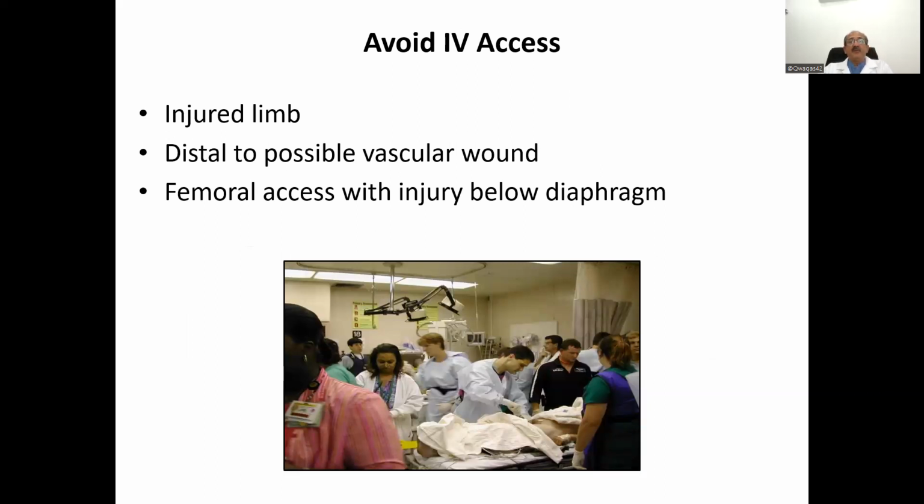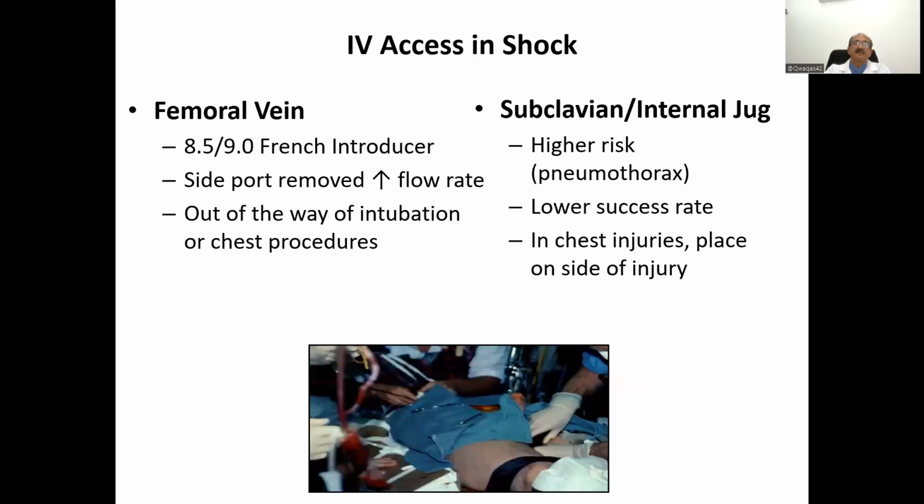Simultaneously, we have to avoid IV access in the injured limb and distal to possible vascular wounds, and femoral access with injury below the diaphragm. IV access in shock: femoral vein, subclavian and internal jugular vein. So preferably we should go in a progressive manner.